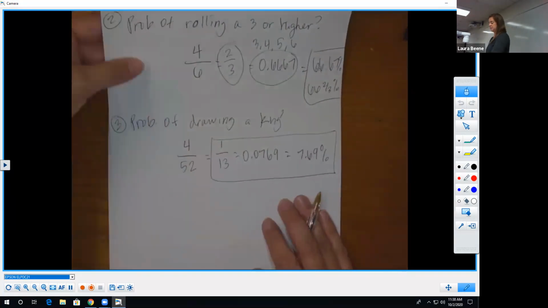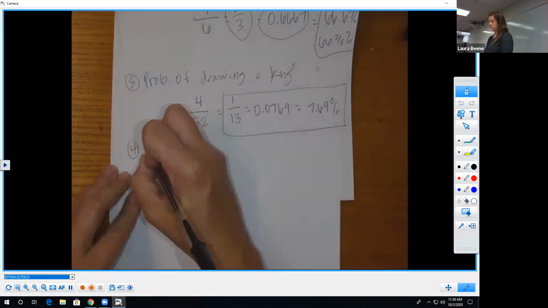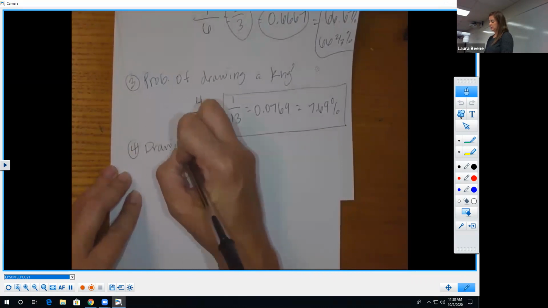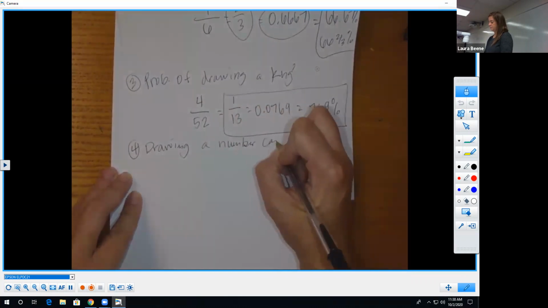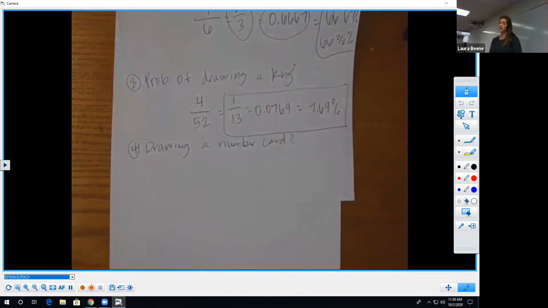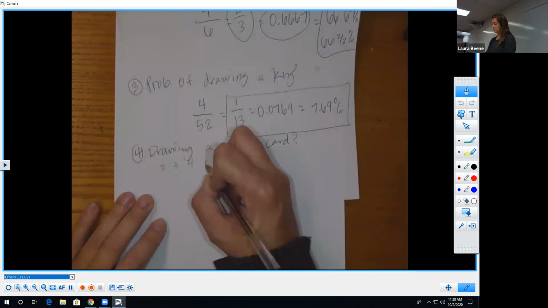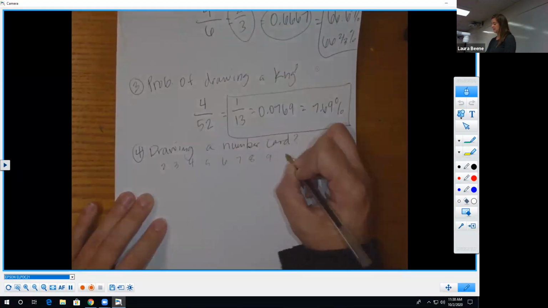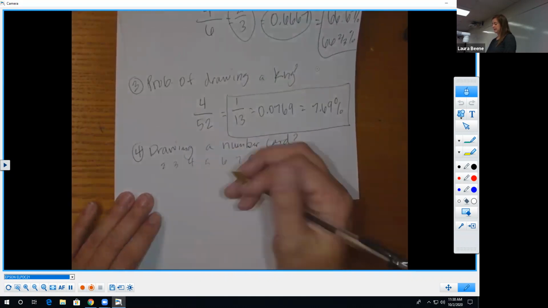Okay, you could ask what's the probability of, let's say, drawing a number card. So how many number cards are there? That's going to take a little bit of thinking. You can think about it in a lot of different ways. I'm just going to go through and think, how many number cards do we have? Well, we have 2, 3, 4, 5, 6, 7, 8, 9, 10. So that's 1, 2, 3, 4, 5, 6, 7, 8, 9. That's 9 number cards.